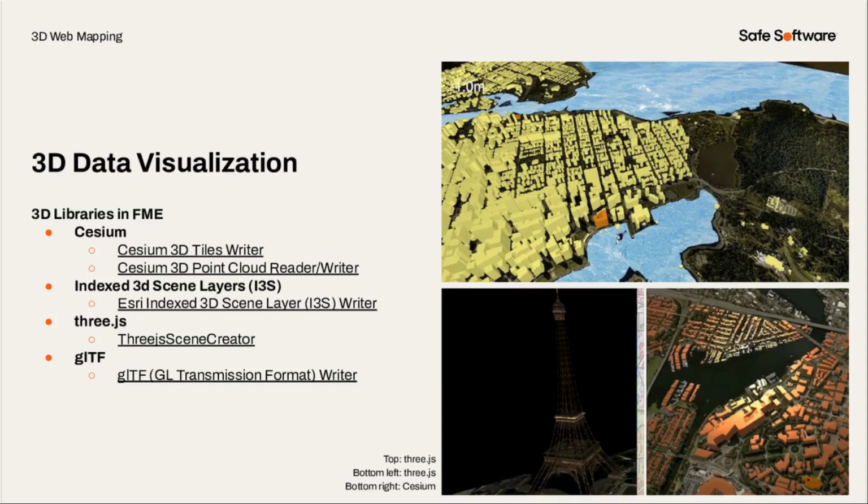So FME supports various 3D formats that are web ready out of the box, whether that's creating cesium tiles for 3D models and point clouds, generating indexed 3D scene layers for Esri's ArcGIS Pro and ArcGIS Online. You can work with 3JS, a robust JavaScript library with built-in VR support, or write to GLTF, an open standard for 3D scenes and models. There's a lot to choose from.